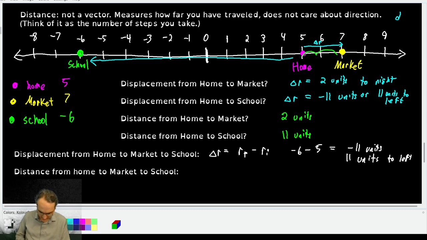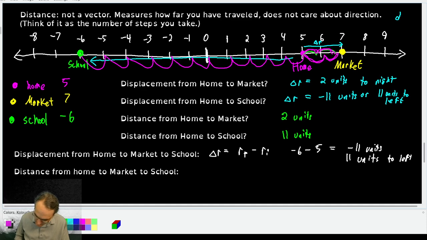Distance is another issue. To actually follow this process, we're going to have to take hops to the market, 2 steps, then 1, 2, 3, 4, 5, 6, 7, 8, 9, 10, 11, 12, 13. Let me check that. So that should be 11, 12, 13, 14. This should be 15. So 1, 2, 3, 4, 5, 6, 7, 8, 9, 10, 11, 12, 13, 14, 15. Yeah. So 15 units.